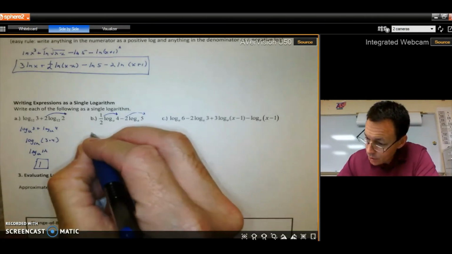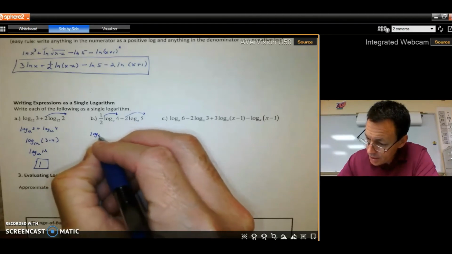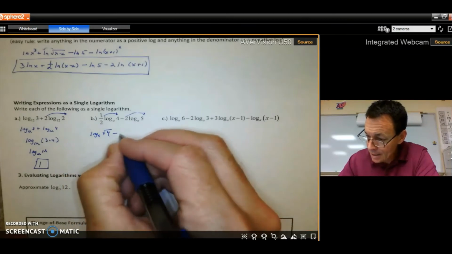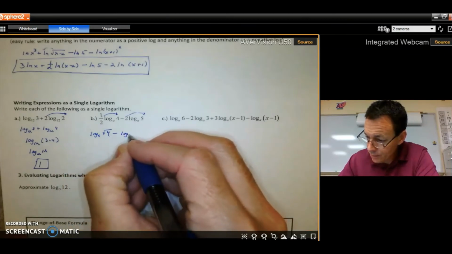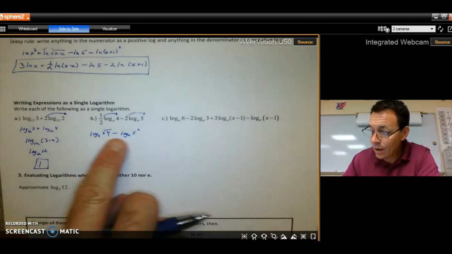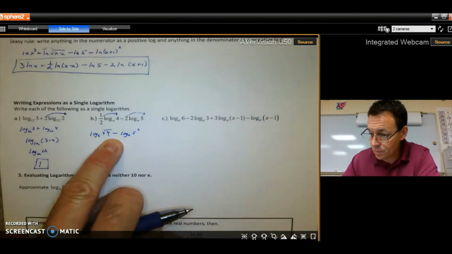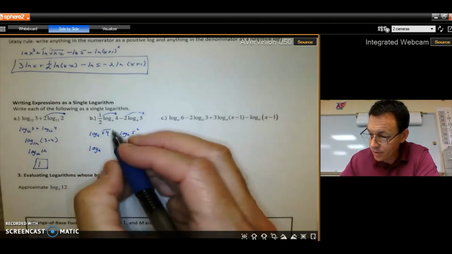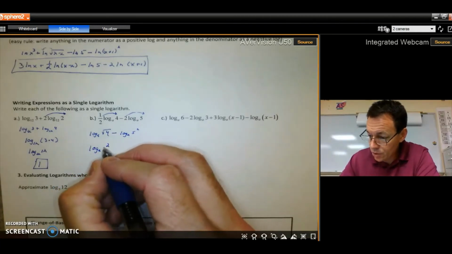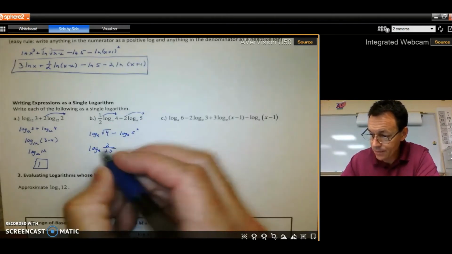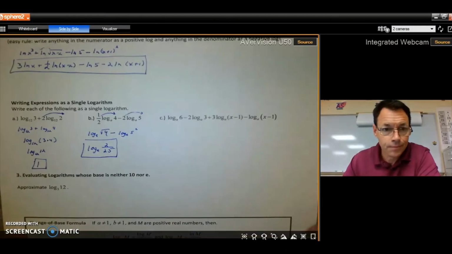So, I'll do this in 2 steps. Log base A of the square root of 4 minus the log base A of 5 squared. Now I'm going to rewrite this as a division problem. So log base A of the square root of 4, so that's 2, and then over 5 squared, so that's 25. And that's it. That's your answer.